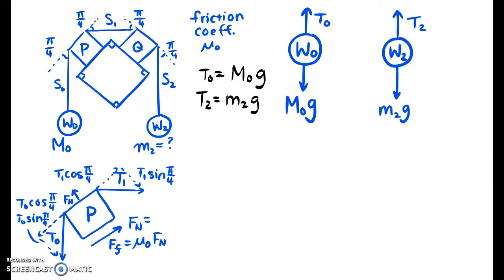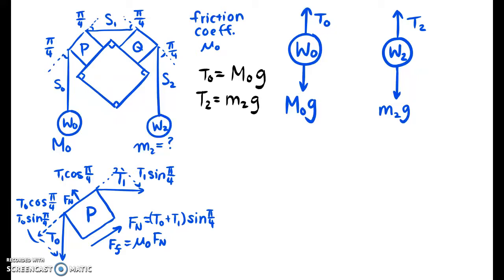But we know that the normal force is equal to the two perpendicular components of T0 and T1, so namely T0 plus T1 times sine of pi over 4. Since they both share sine of pi over 4, we can factor that out.